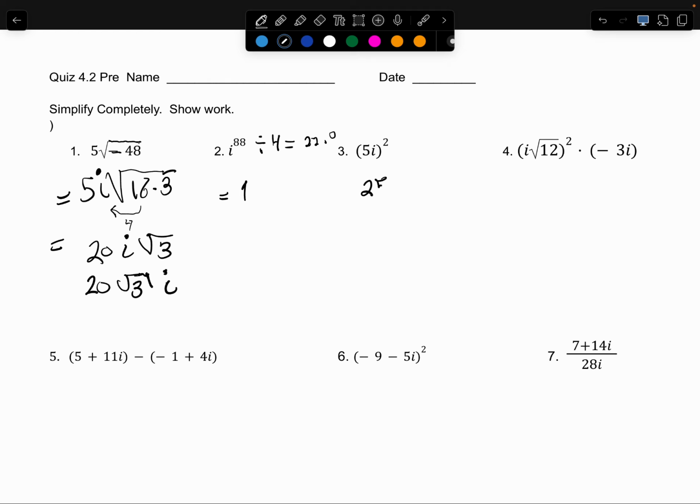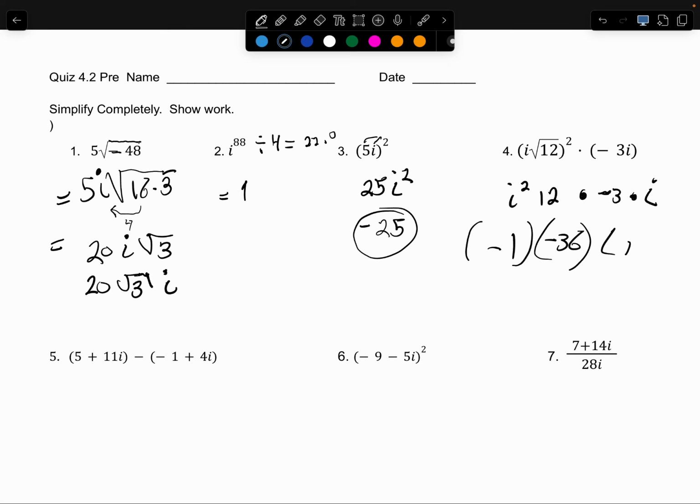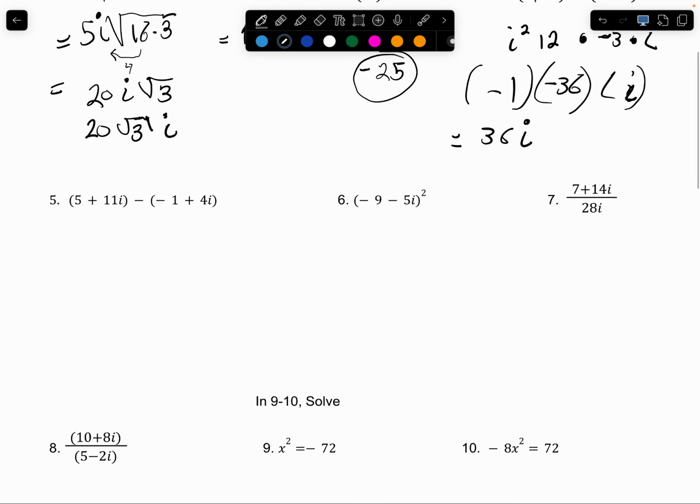5 squared is 25. i squared, to do it with both of them, that's negative 25. This one's going to be i squared, and square root of 12 squared is 12. So you got times negative 3 times i. So all this stuff's multiplied together. I think that would be 12 times 3 is 36. That's a negative 36. And I have a negative 1, and I have an i. So I would just say 36i. Boom.